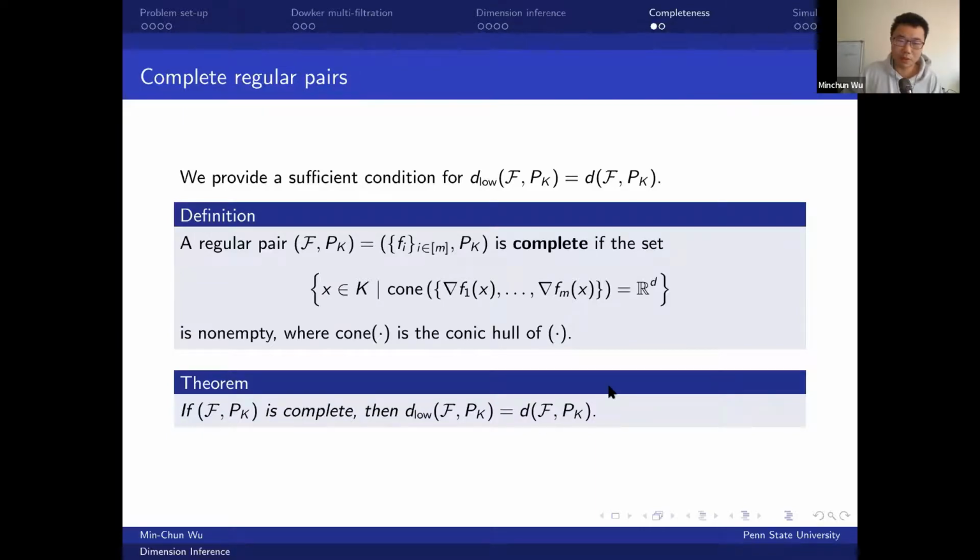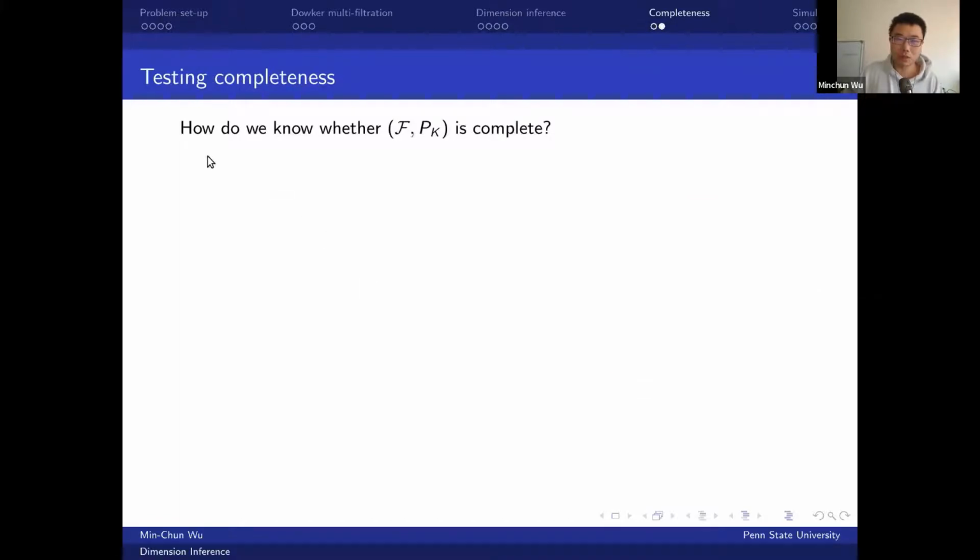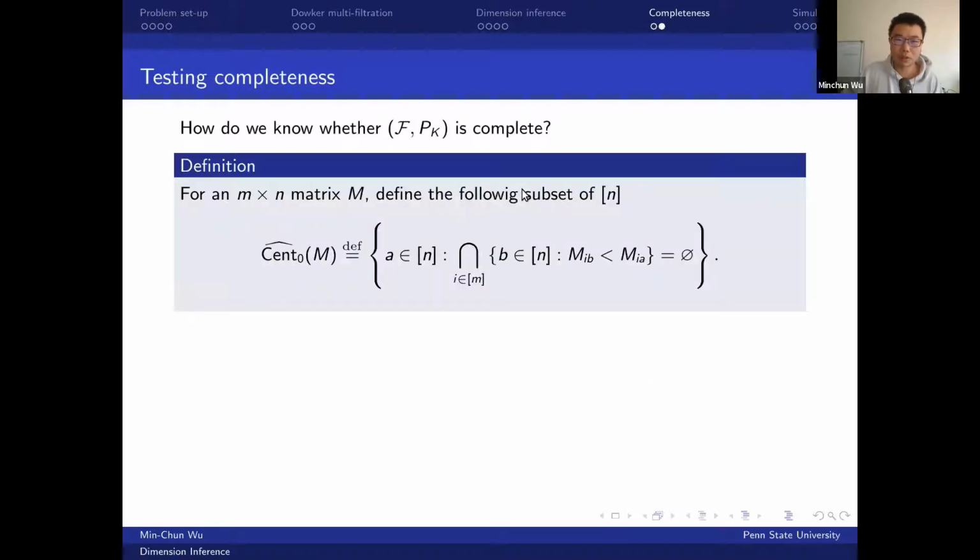The next question people might ask is, we just have the matrix. Can you tell me whether the regular pair is complete just by looking at the matrix? And the answer is yes. So how do we know whether the regular pair is complete? We provide the following way to test it by just looking at the matrix. First we define this set. This is a subset of the column indices. Collect the A such that this property is satisfied. Don't worry about the details. You only have to know that this set is definable from the matrix and computable from the matrix.